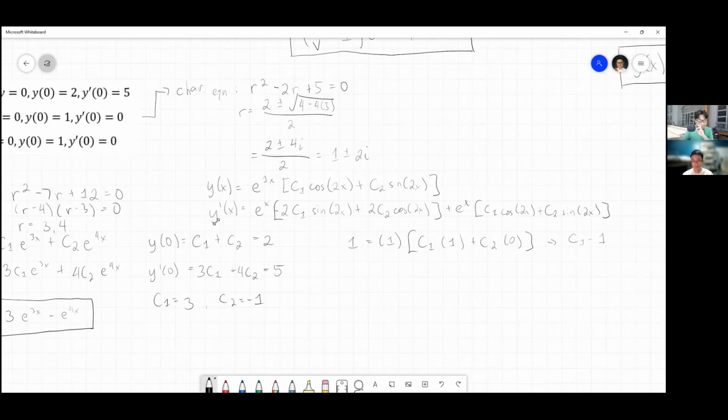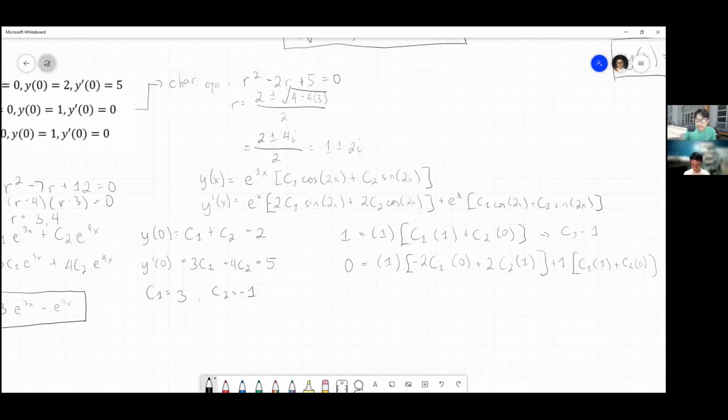And then para naman doon sa y prime, ganun lang din yung gagawin natin. So y prime of 0 is 0. So that is 0 equals e to the 0 is 1. And this becomes negative 2 c1 times 0 plus 2 c2 cosine of 0 is 1 plus 1 c1 cosine of 0 is 1. And then c2 sine 0 is 0.